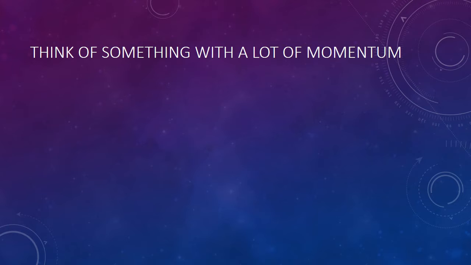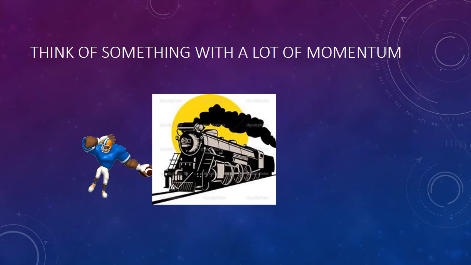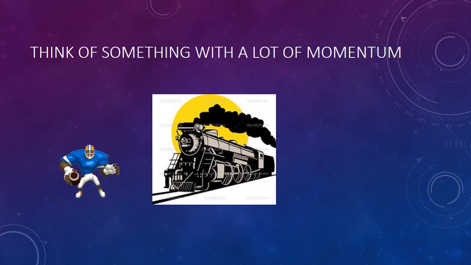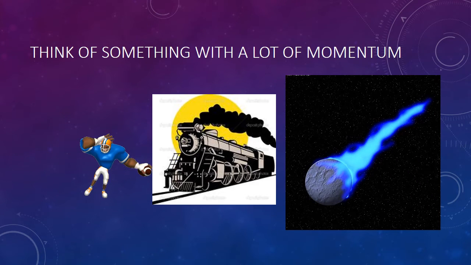Often when I ask this question, one of the first things that comes to people's minds is a large football player, and I think that's probably a pretty good example of something with a lot of momentum. But the football player doesn't have the most momentum, as you can imagine. If you wanted to pick something with even more momentum, you could think of something bigger and faster, maybe something like a train. So a train definitely has more momentum than the football player. How about something bigger and faster than the train? Something like a flaming blue asteroid. Yeah, that's got a lot of momentum.